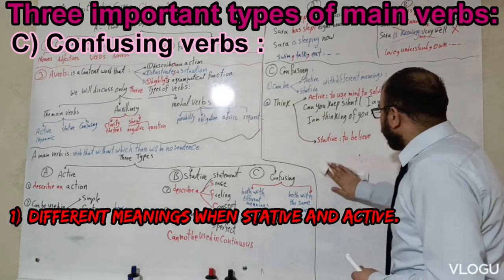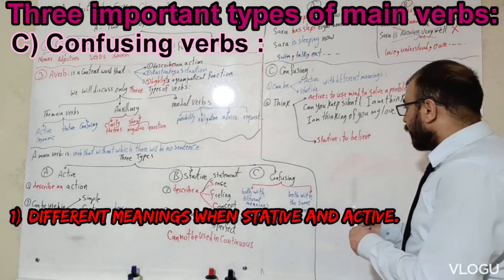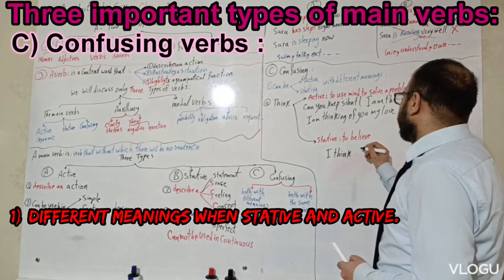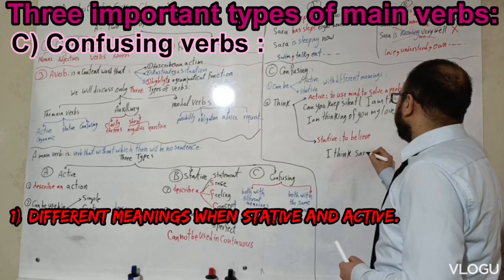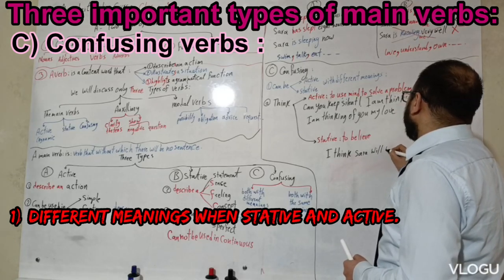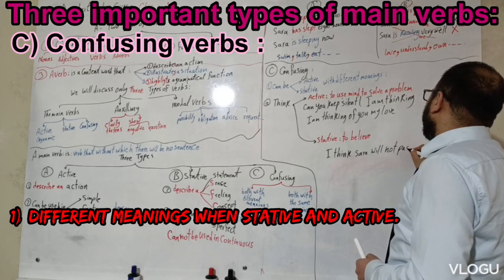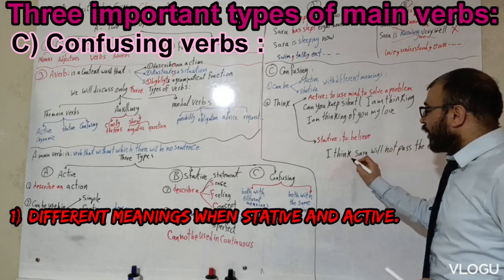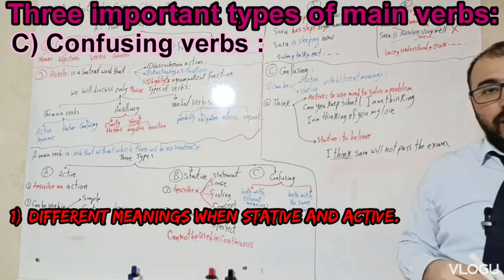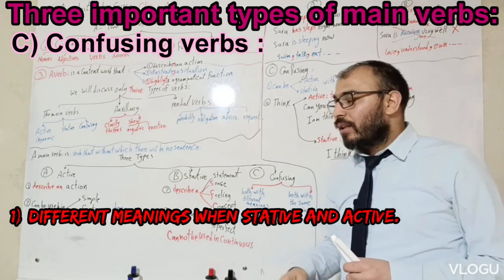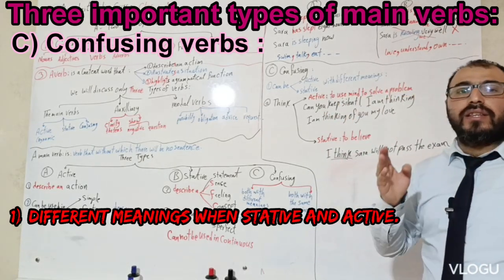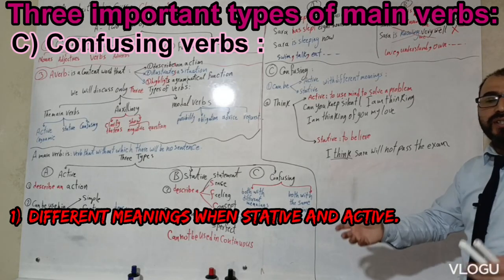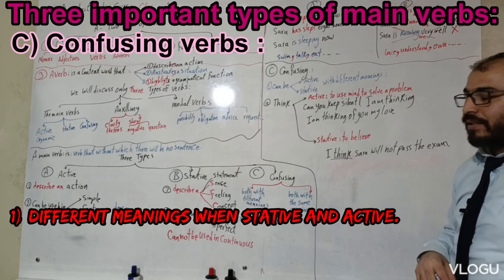Allow me to give you an example here. You say, I think Sarah will not pass the exam. And here, my friends, I use think. In here, my friends, the verb think means believe, assume, presume, suggest, for example.